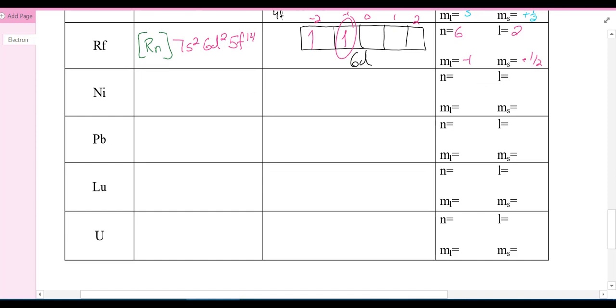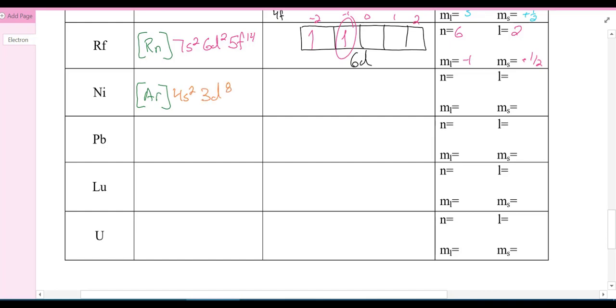Alright, so if you want to look at nickel here, go ahead and try, pause me, try nickel, and come back. See if you can get it. So nickel, what noble gas can I use? Well, nickel's a first row transition metal, so I'm going to use argon. And then we have 4s2 3d8.